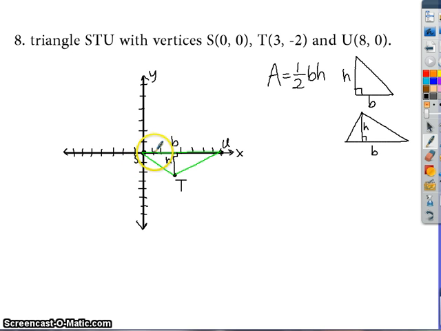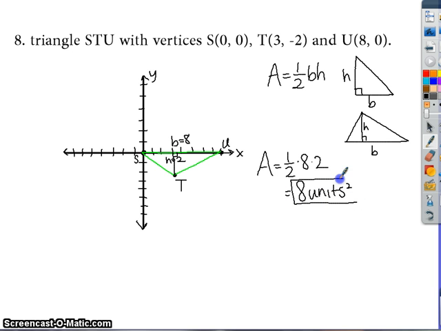So if we count for the base, 1, 2, 3, 4, 5, 6, 7, 8. So the base is 8, and then the height would be 1, 2. All right, now we can figure out the area of this. So area, 1/2 times 8 times 2, well, that just gives us 8, and we're just going to say square units because we don't know what this has been measured in. So that's just a general label to put on there. Okay, so I just wanted to go over that one. So hopefully that answered any questions involving that.